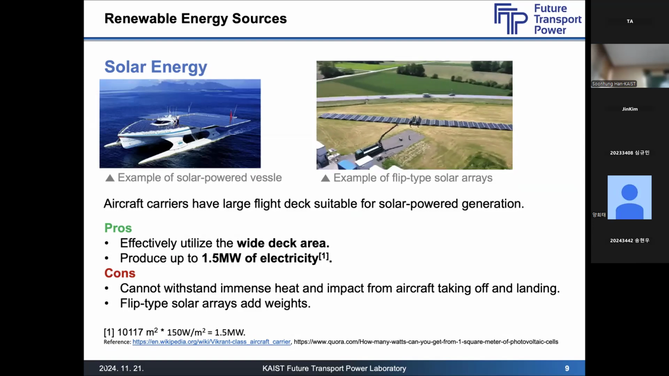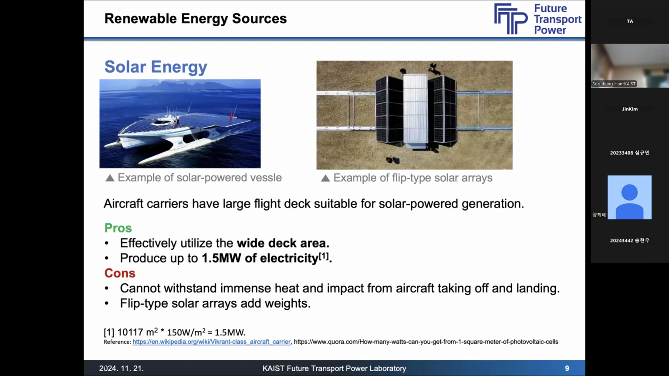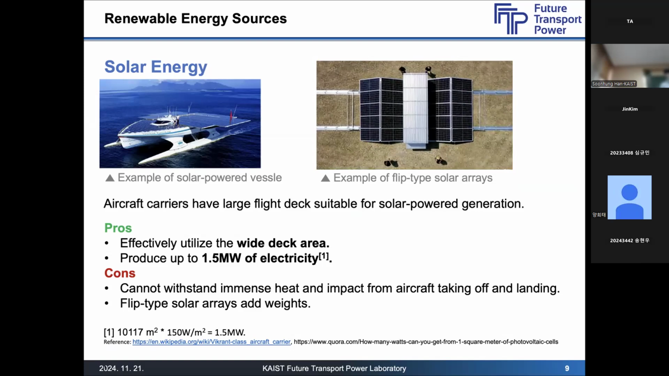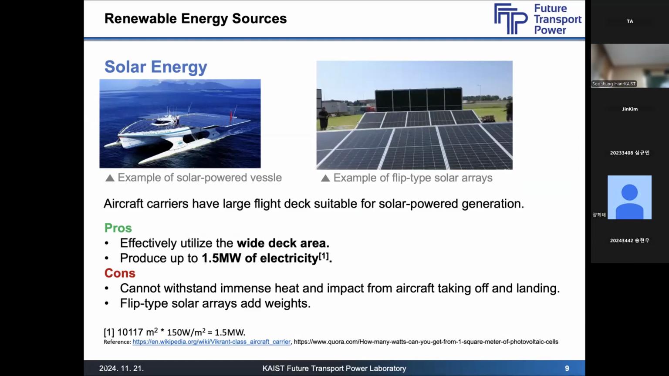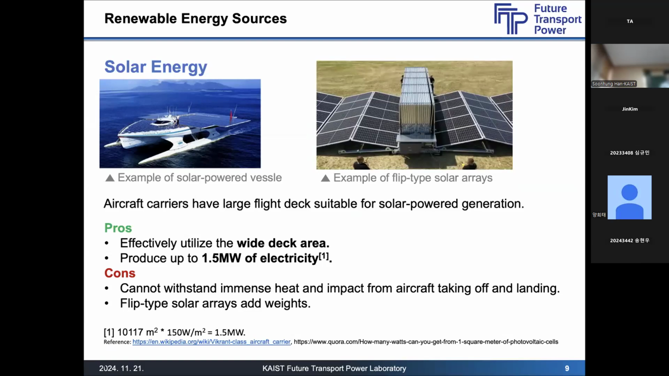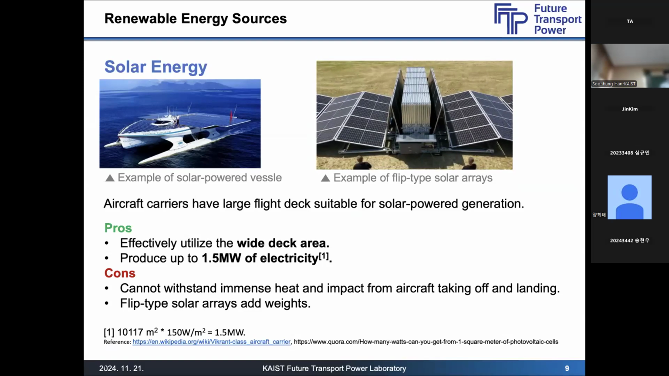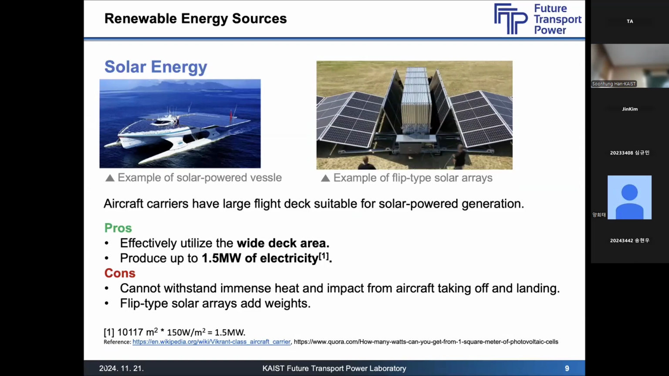However, it also has some disadvantages. First, it cannot withstand the immense heat and impact from aircraft taking off and landing. To mitigate that, you might be able to use some type of solar arrays, as you can see in the video right here. However, it would add extra weight and some complexity.